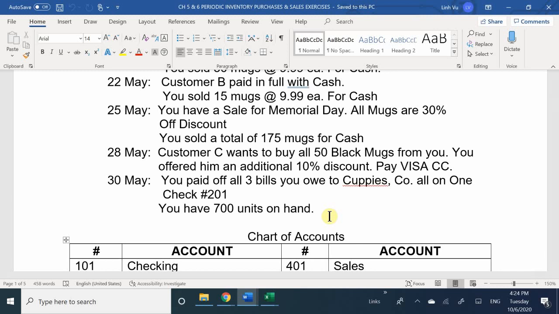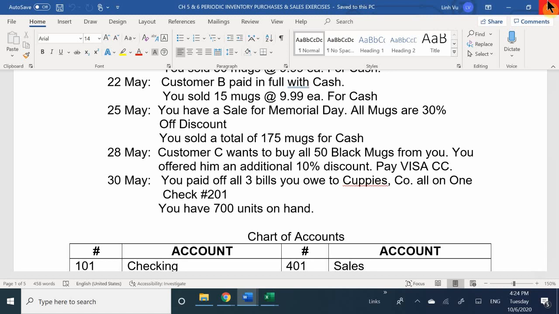So let's see. Because the brown mugs and the black mugs are just a color difference, you're not going to charge more. So let's just assume that it's going to be for the full regular price of $9.99. Right, okay. I'll do that, but I'm trying to figure out the accounts first. So, is it still cash?